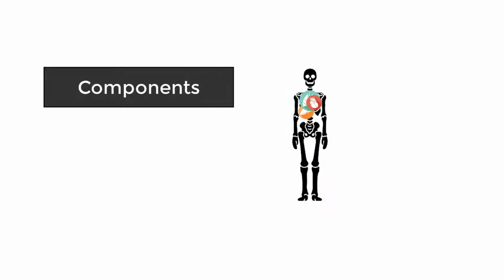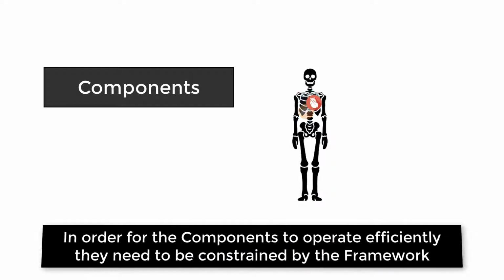Those components need the framework. Your components won't function at all without the structure and the support of the framework and the support that that structure gives them. Now, in order for the components to operate efficiently, they need to be contained by that framework. You remove the framework and there is no form, no structure for the components to operate in a logical manner.